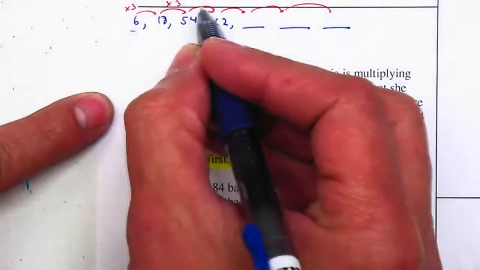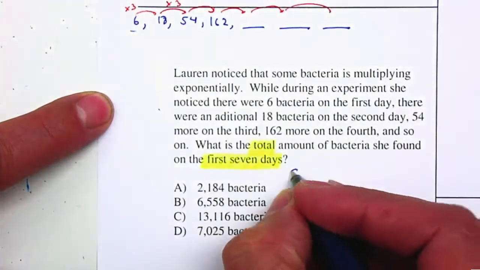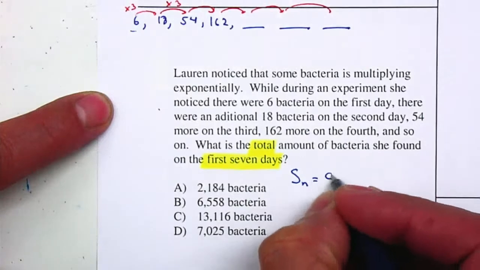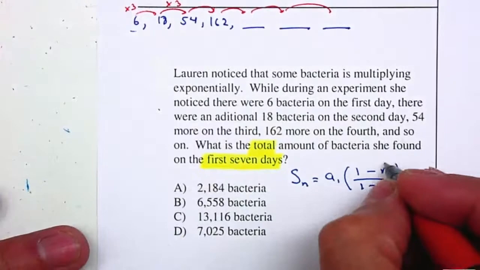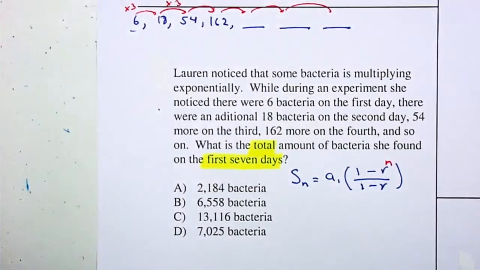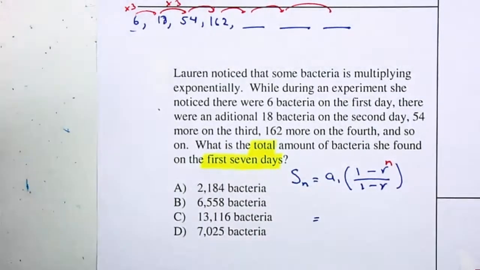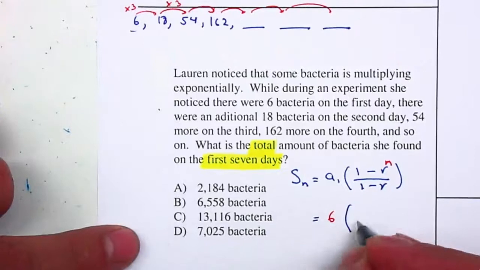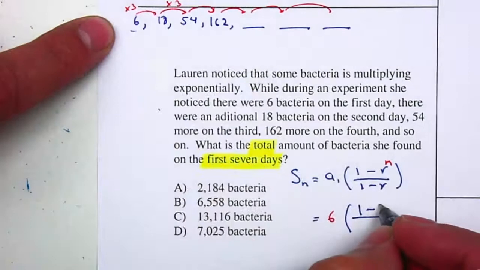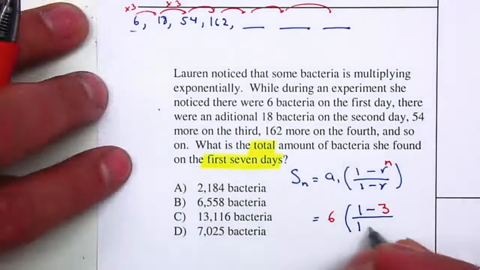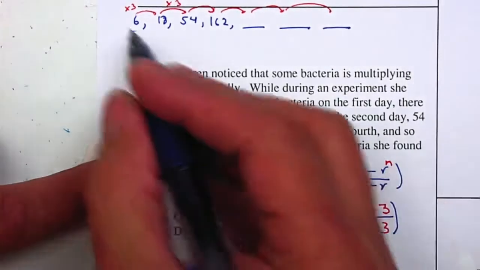Since this is multiplying, this is a geometric sequence. To find the sum, I'm going to write the formula. S of n is equal to a1 times (1 minus r to the power of n) over (1 minus r). In this case, a1 is your first number, which is 6. The rate is 3, since it's been multiplied by 3, so 1 minus 3. And n is how many numbers you are adding; you are adding all 7 numbers.